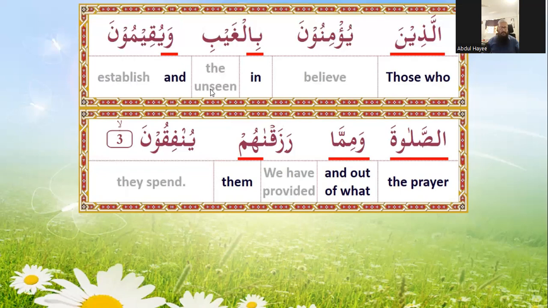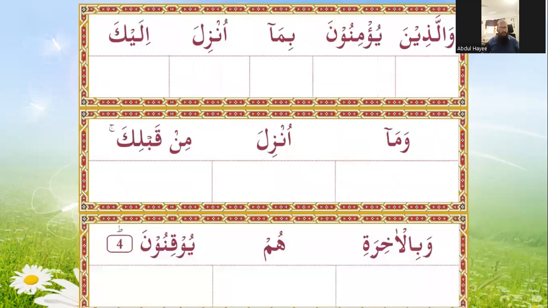Ghaib means the unseen. Yuqimuna means establish. Razaqna means we have provided. Yunfiqun means they spend. So we did not know four, but we knew the others. That means we know almost 50% of this part. Let's do the next part.